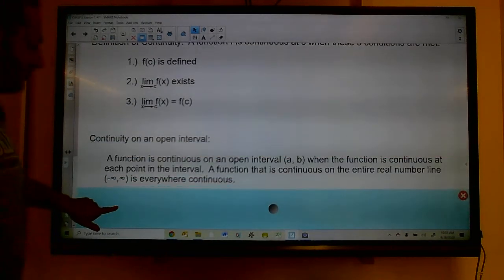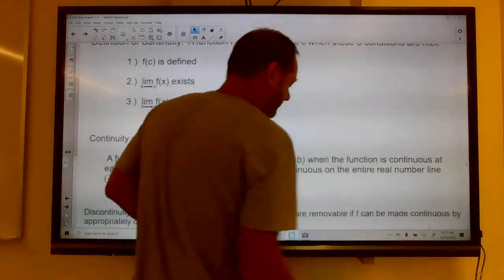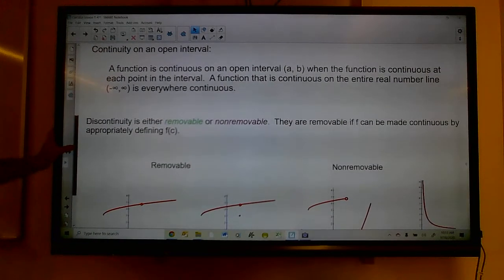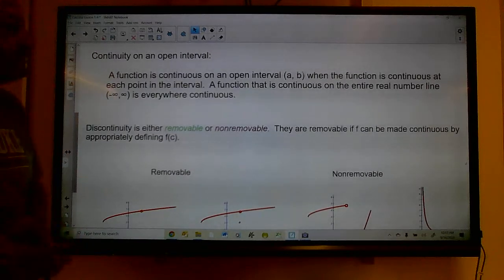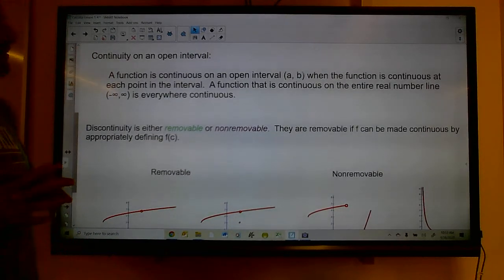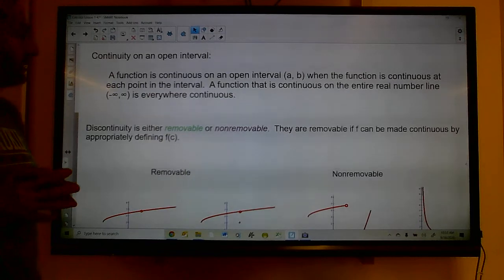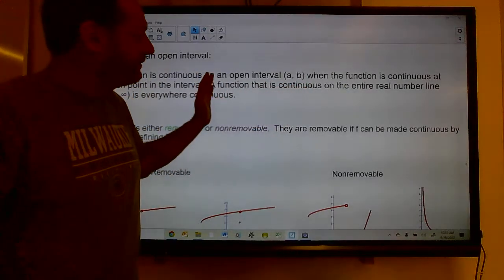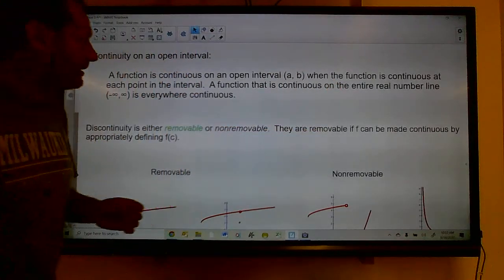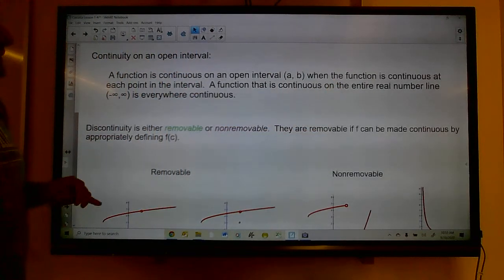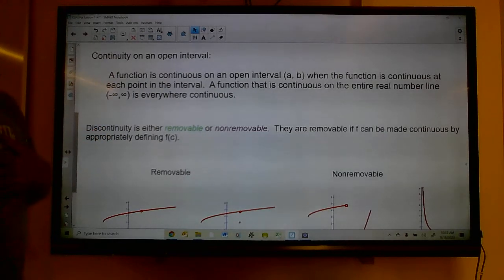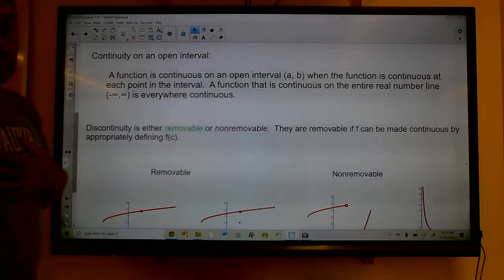Okay, so continuity on an open interval. A function is continuous on an open interval (a, b) when the function is continuous at each point on the interval. Now remember, this is interval notation, so a is one point on one end of the interval and b is a point on the other end of the interval. A function that is continuous on the entire real number line, from negative infinity to positive infinity, is everywhere continuous.